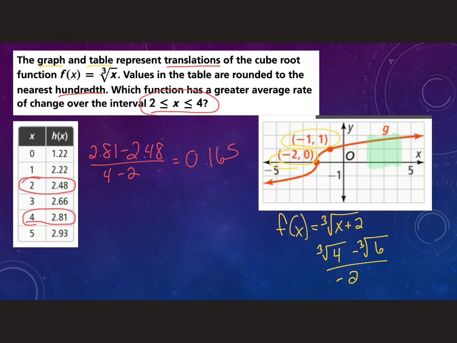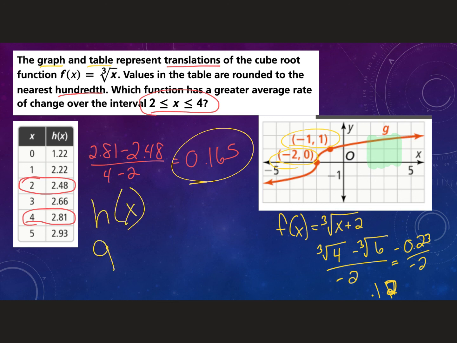That gives me approximately negative 0.230 over negative 2. When I divide that, it gives you a positive number. So I end up with 0.11, or 0.12, depending on when I round it. Obviously, this part has a greater rate of change, so h of x has a greater rate of change. That's all we're doing, finding the rate of change.